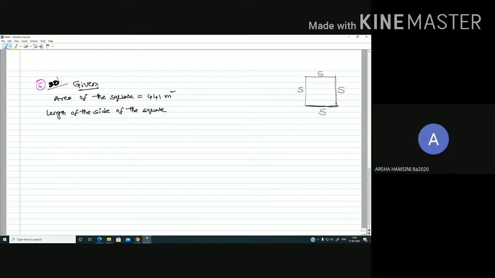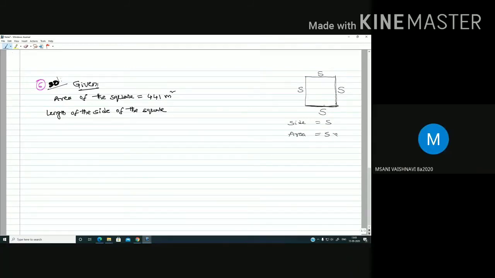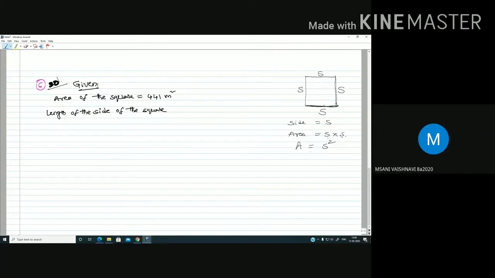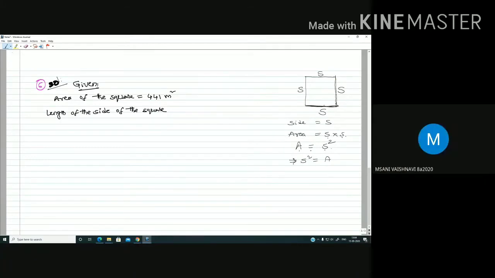If you represent this one as S, these three are also S only. So that is the side. Then area. What is the formula for area? Side into side. Can we write A for area? S into S can be written as S square. If A equals S square, then S square equals A. We need only the side, so for S we should take the square root of 441 square meter.